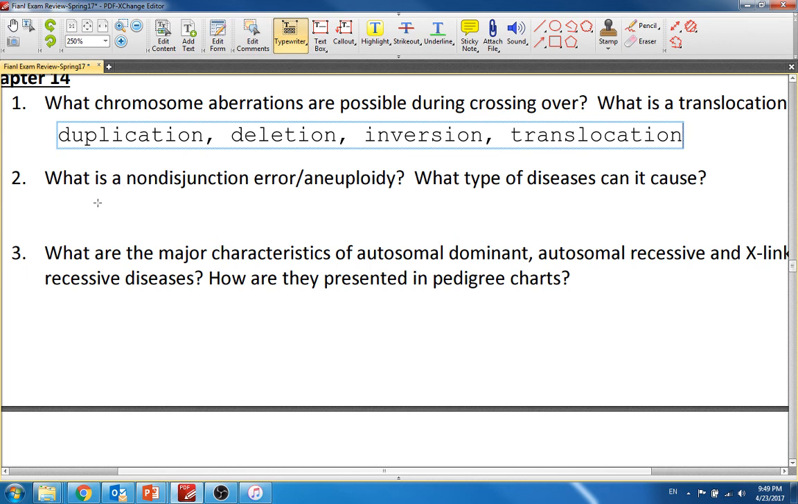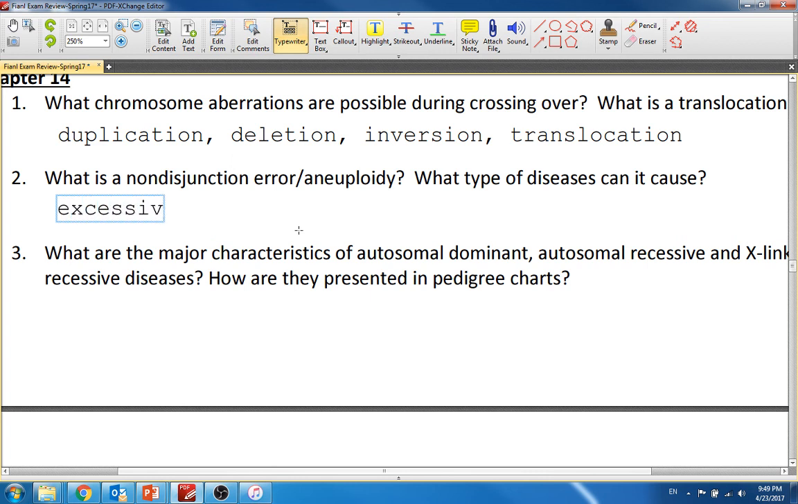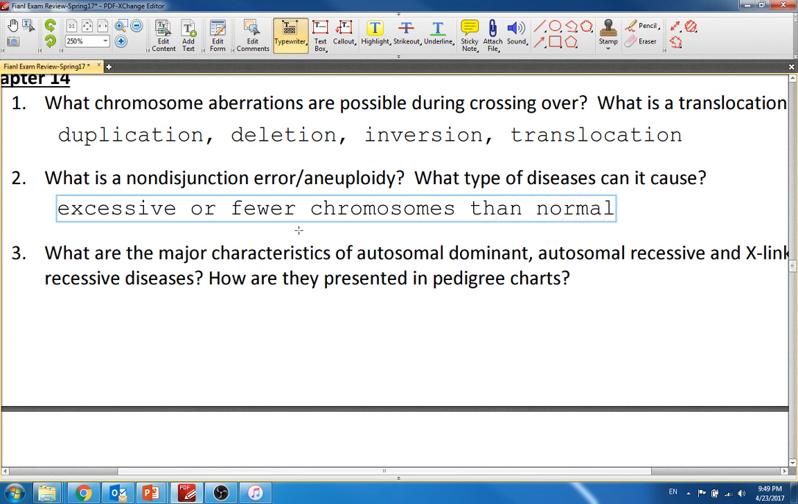Question 2, what is a non-disjunction error or aneuploidy? Non-disjunction error means that a cell has an excess amount or fewer chromosomes than it should during meiosis. So basically either meiosis 1 or meiosis 2 had some mistakes in separating the chromosomes.